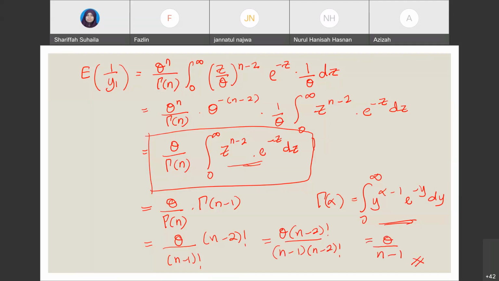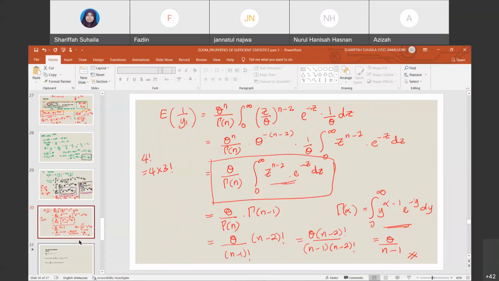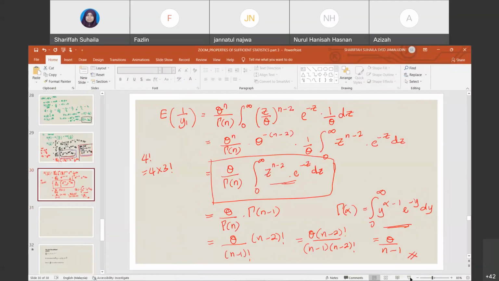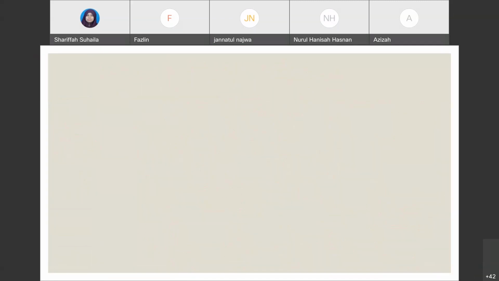It's basic maths with factorials. For example, 4 factorial is 4 times 3 factorial. Similarly, n minus 1 factorial expands to n minus 1, n minus 2, n minus 3, and so on. So it can be cancelled out, and you just have theta over n minus 1. So now we have proved it: the expected value of 1 over y1 is theta over n minus 1.